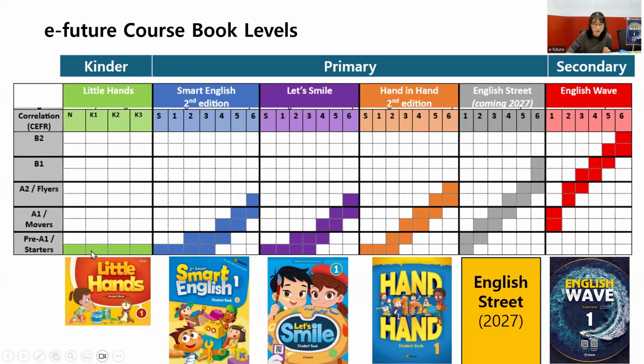Little Hands is, of course, pre-A1 level. It's starters, right? Because it's for kindergarten. But then if you look at Smart English, Let's Smile, and Hand in Hand, the level goes up to A2, right? And we have a new course book coming out next year that will go up to B1. And the secondary course book, English Wave, goes up to B2. Okay, so you can look at this level chart and decide the course book that you want to use.